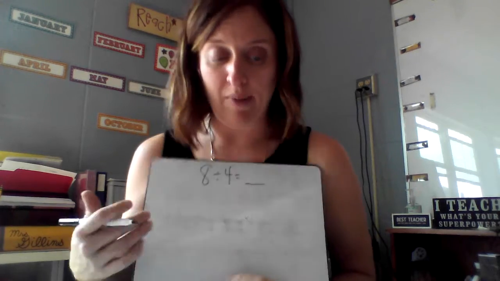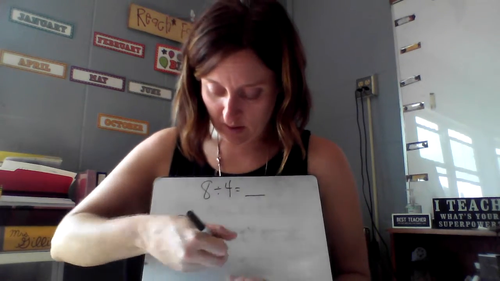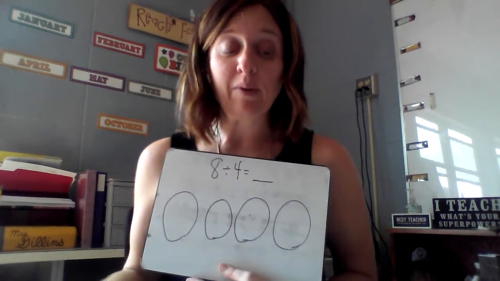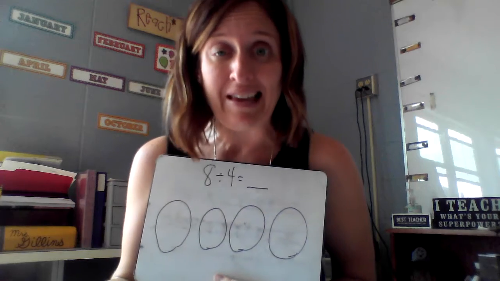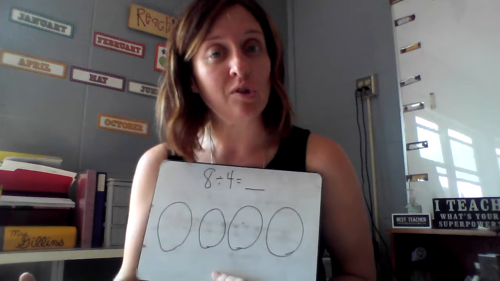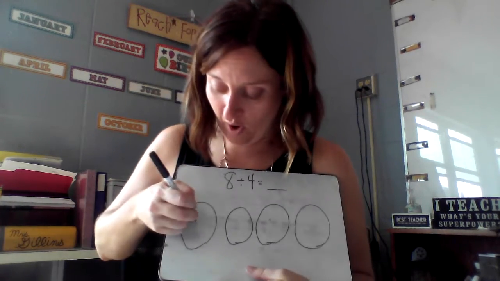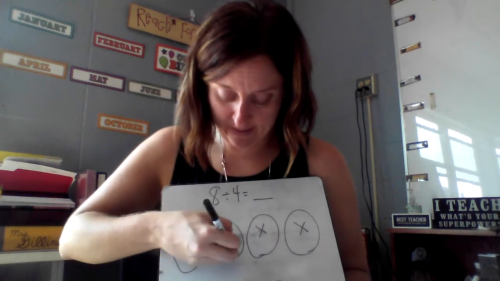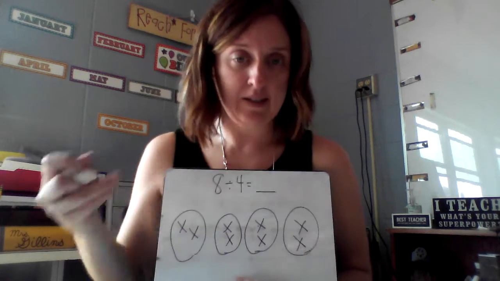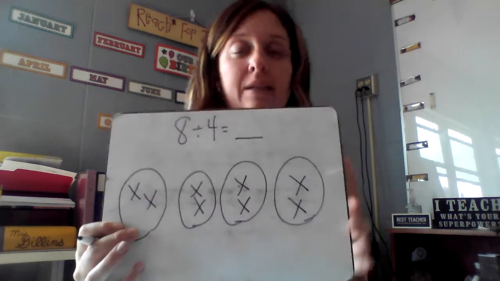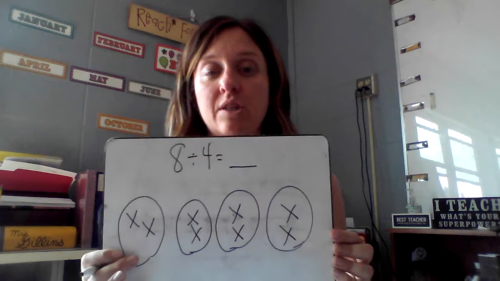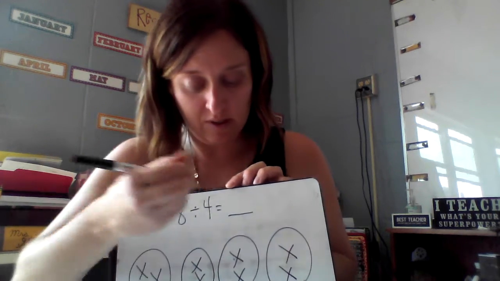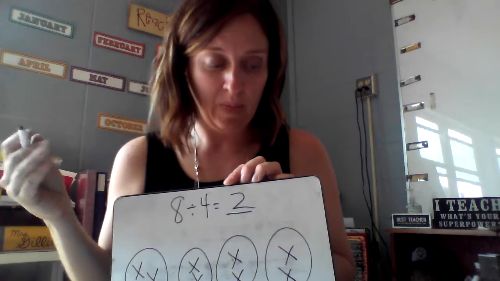So I'm going to start by drawing my groups. There's my 4 groups. And now I'm going to partition this 8 out so that I have equal groups. That word equal is super important. 1, 2, 3, 4, 5, 6, 7, 8. So I look here, I can see that I have 2 x's in each of my groups. So 8 divided by 4 equals 2.